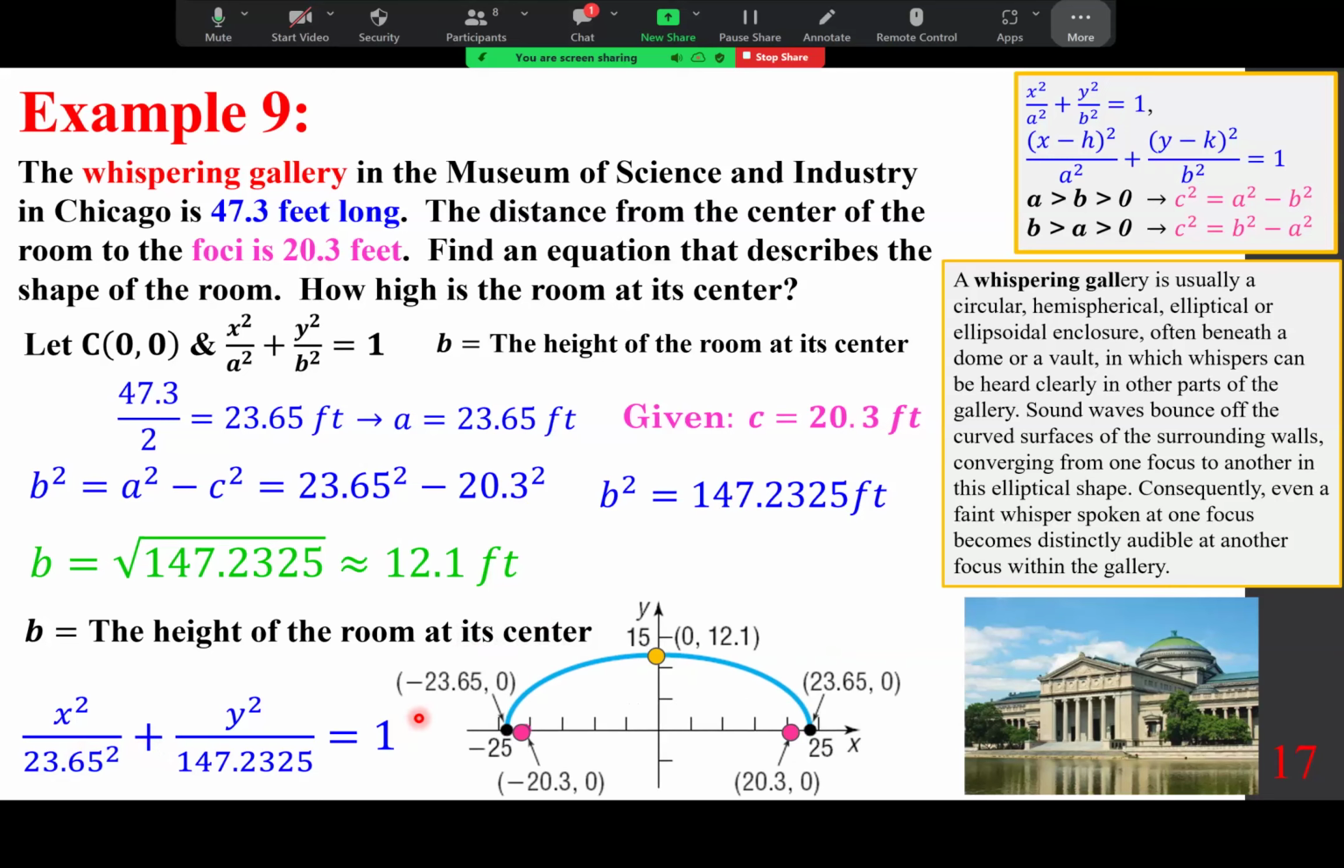And it looks like this. So this point is 23.65, and this one is negative 23.65. This is 0, 12.1. And the focus at 20.30, negative 20.30. And this is the graph, the equation, and the value for b: 12.1 feet.